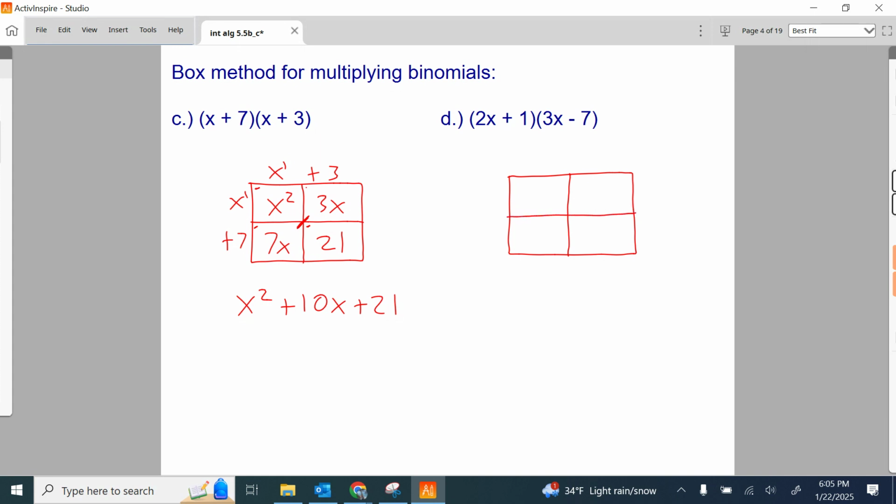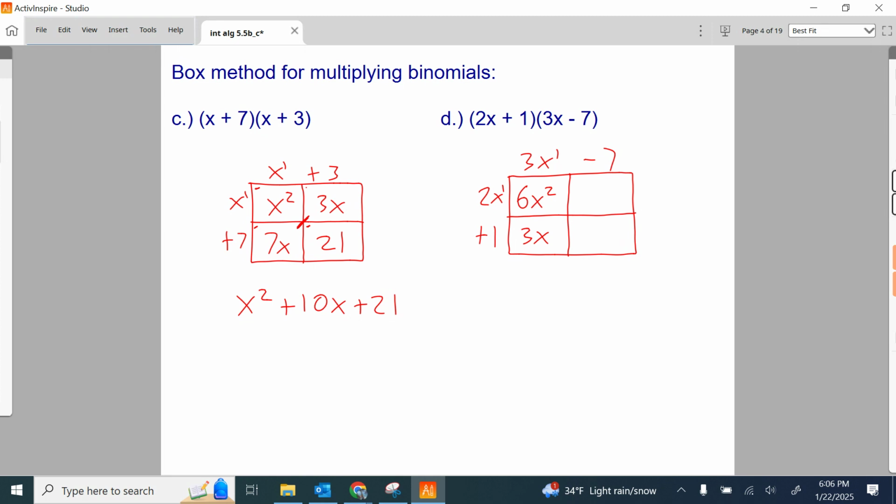So on the side, I'm going to write 2x plus 1. There's my first binomial. And then up on top, I have 3x minus 7. Okay, I'm going to put some powers of 1s with those x's so I don't forget to multiply those. And then let's just fill in our boxes. So top left box is going to be 2x times 3x is going to create 6x to the power of 2. Lower left box, I have positive 1 times 3x is going to create 3x.